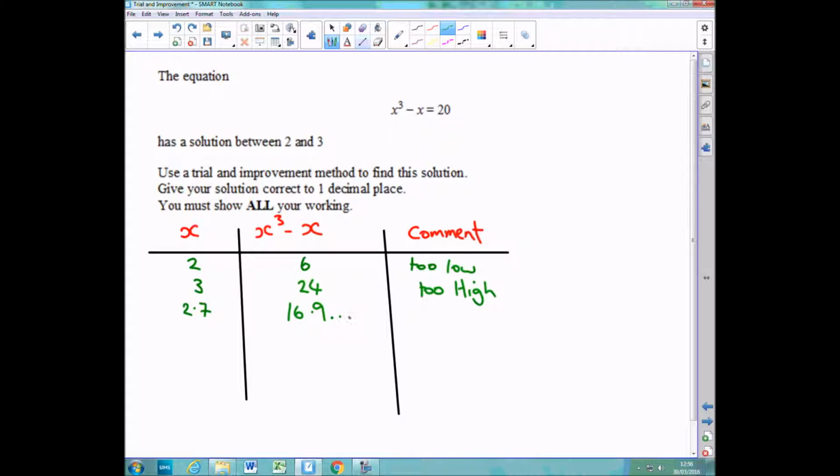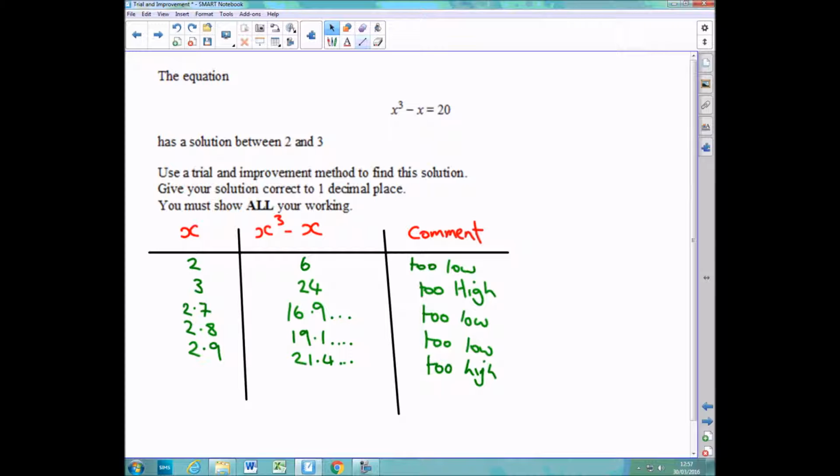So putting that value in, I get an answer of 16.9 something, which is too low. So I'm going to go up in order from this point onwards, and I'm going to try 2.8. Again, the solution to that is 19.1 something, which again is too low. So going up one more, I'm going to try 2.9. The 2.9 solution is 21.4 something, which is too high. So at this point, if you got here, you would have got 2 marks.